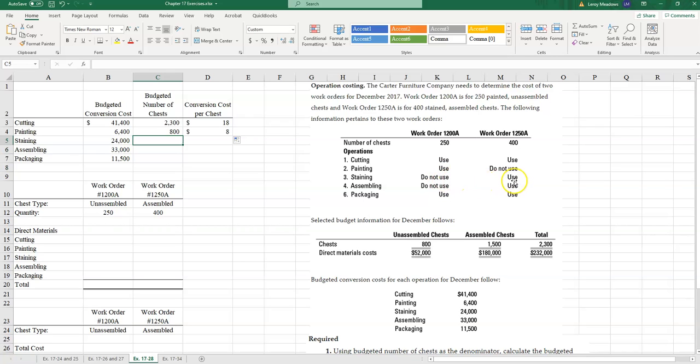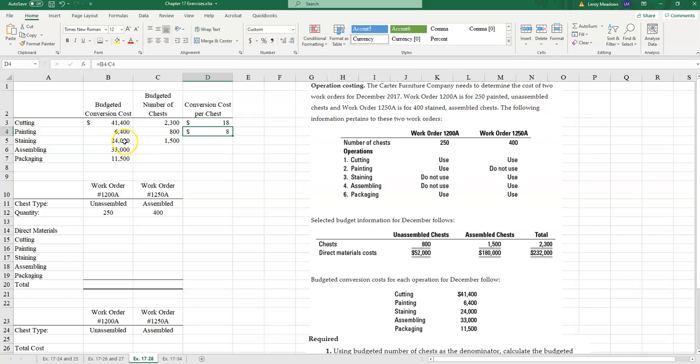So therefore, the assembled chests will use the staining process as we're told here. So how many chests are going to go through the staining process? Well, not the 800 that's unassembled, but only the 1,500 that will be assembled. So I'm going to take the staining cost and divide that by only the number of chests that are going to be sent through the processor or through the operations.